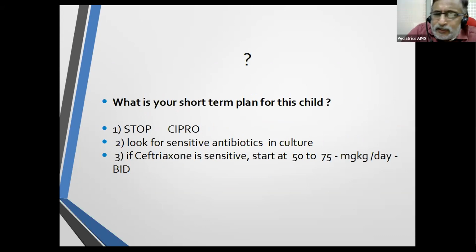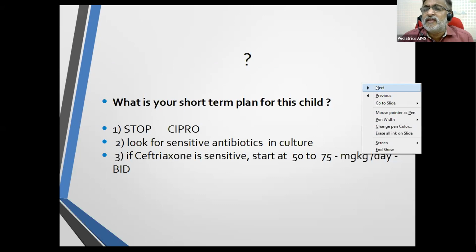Sir is saying that I need not start 100 per kg. Most of the people start 100 per kg straight away for any infections. So he wants only 50 to 75 per kg depending upon the sensitivity or the dose that he prefers. Okay, 100 per kg is not needed for this type of infections. Okay, thank you, sir.